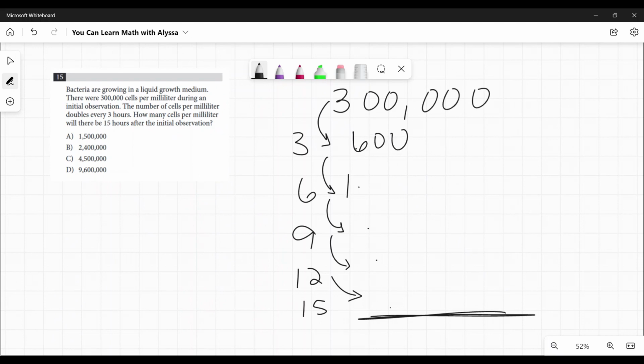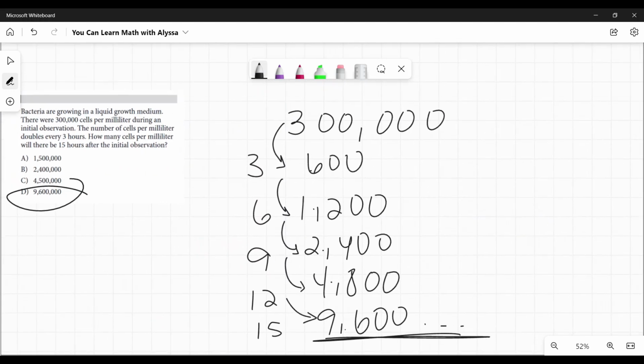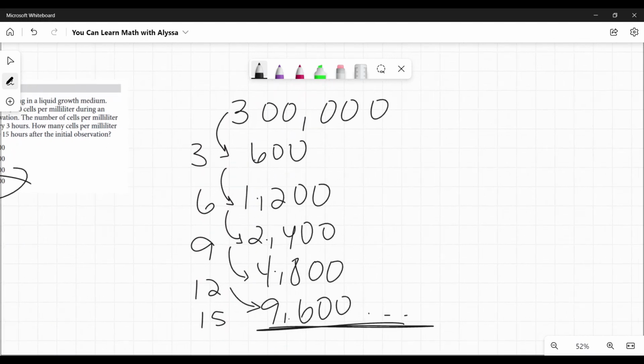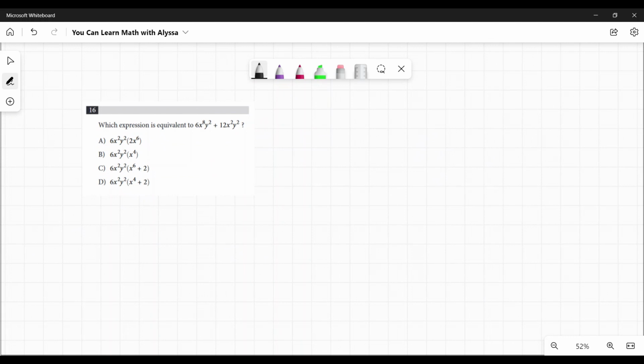300,000 becomes 600,000, then 1,200,000, then 2,400,000, then 4,800,000, then 9,600,000. And that's our answer. D, 9,600,000. So it's just about being very careful with how many times you enter that times 2. On to 16. Which expression is equivalent to 6x to the 8th y squared plus 12x squared y squared?